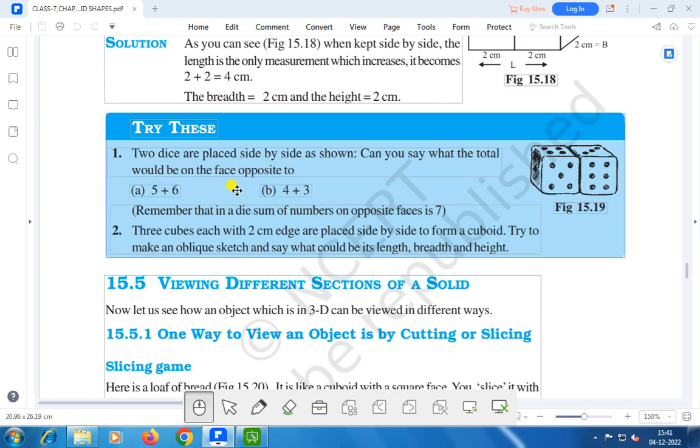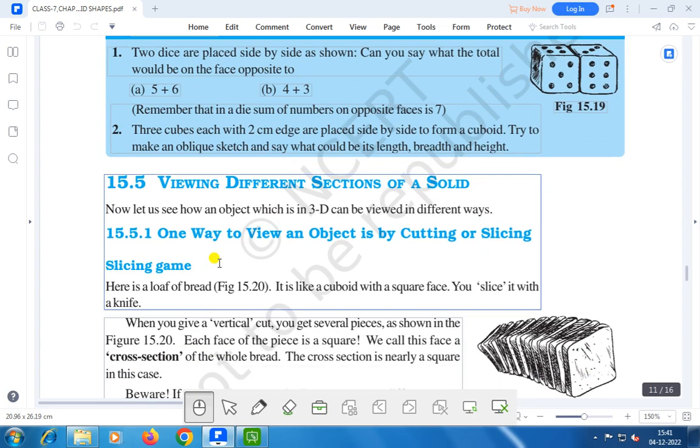What is the opposite on these faces? 4 plus 3. The opposite of 4 is 3, and the opposite of 3 is 4. That is, the sum is 7. Three cubes with each 2 cm edge are placed side by side to form a cuboid. Try to make an oblique sketch and say what could be its length, breadth, and height.